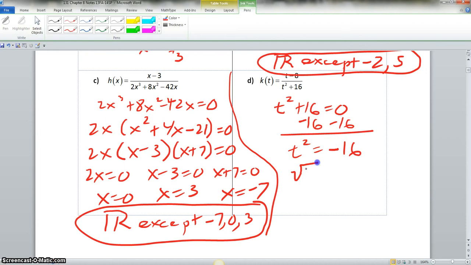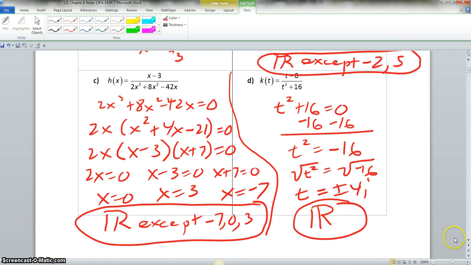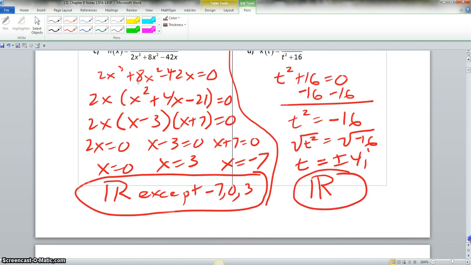Now we're supposed to take the square root of both sides. So this will give us t is equal to plus or minus 4i. Now remember that this is not a real number, so our answer could be all real numbers. Or you could write it out as all real numbers.